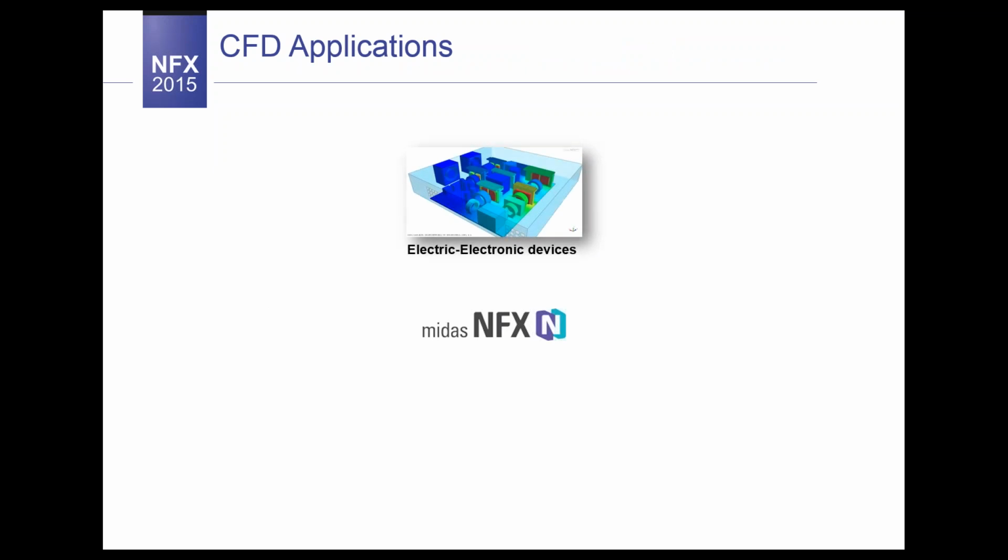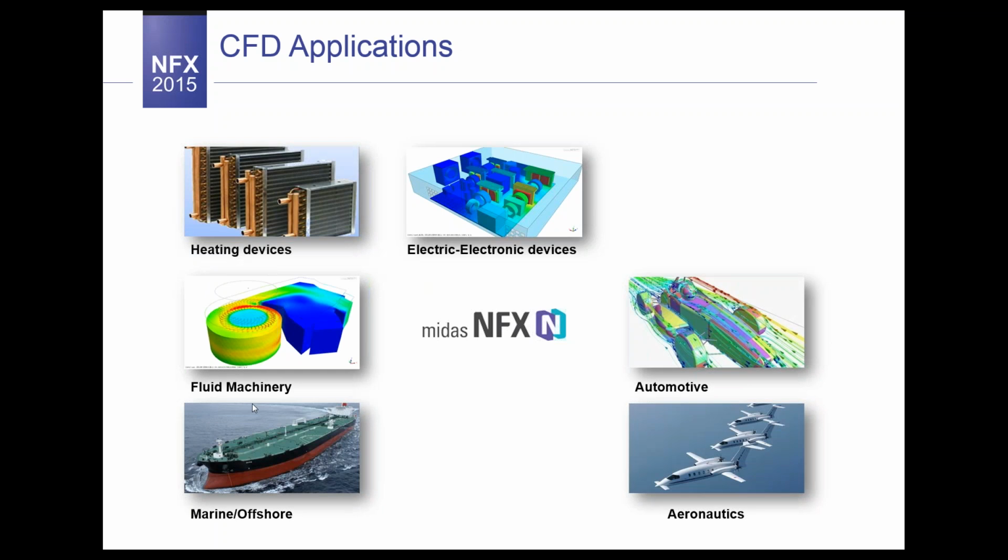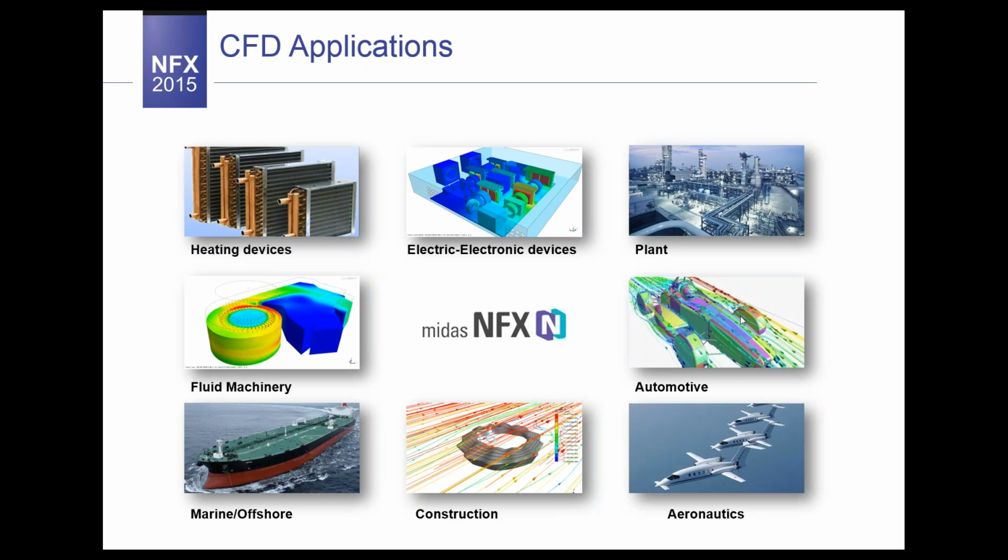Let's talk a bit about the different kinds of industries in which CFD is used, because it's very important to know the different branches, so you know exactly where all the knowledge we'll talk about today is applied in the industry. In electronic devices, you find a lot of CFD applications. Also in heating devices, fluid machinery, marine offshore, automotive, aeronautics, plant industry, and construction. I'll give you some examples of each of these areas, and also describe why it is very useful to use flow dynamic analysis to solve such problems.